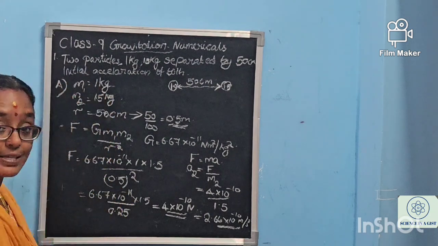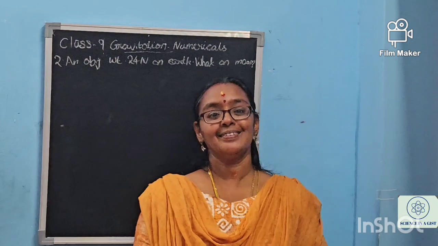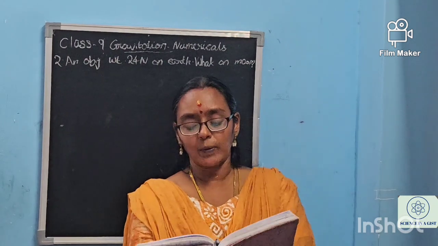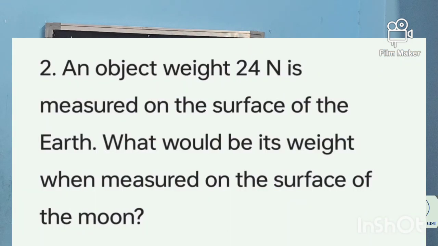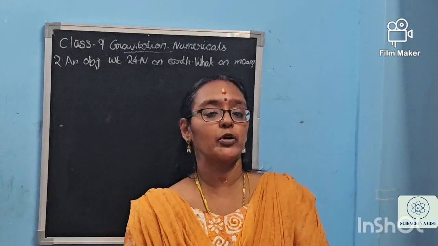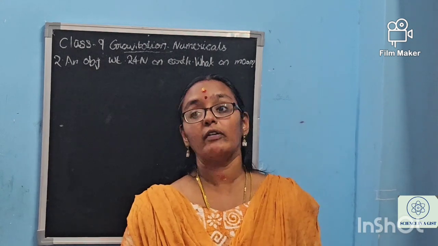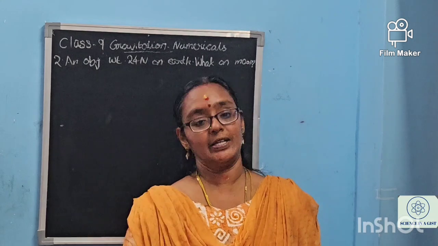We are going to see the second problem. Now the second question goes like this. An object weighs 24 Newton when measured at the surface of the earth. What would be its weight when measured on the moon's surface? Okay, a body which weighs 24 Newton on earth, what will be its weight on the moon is the question.